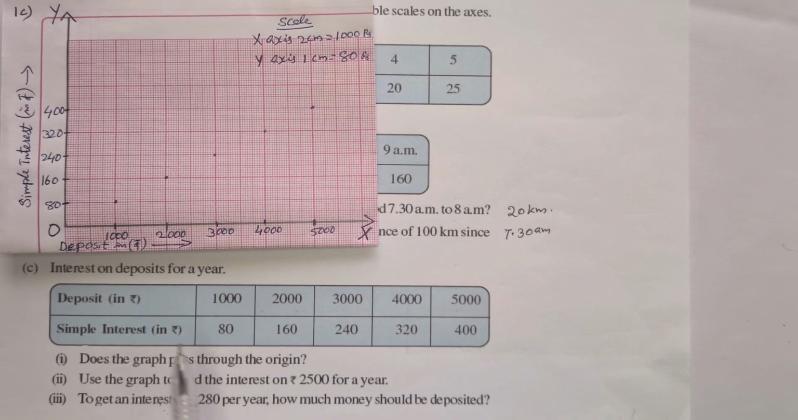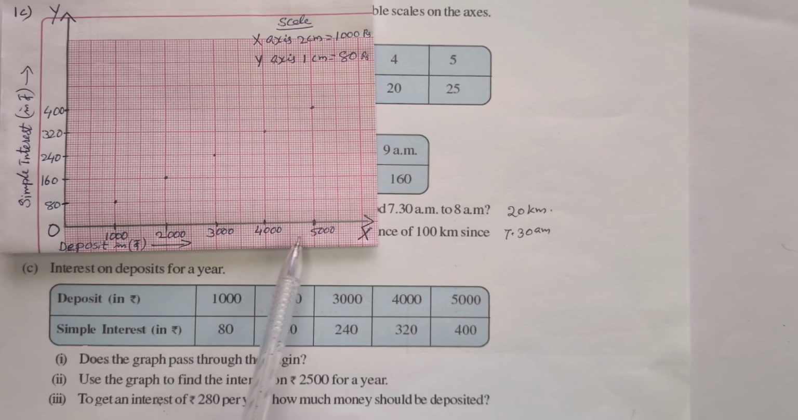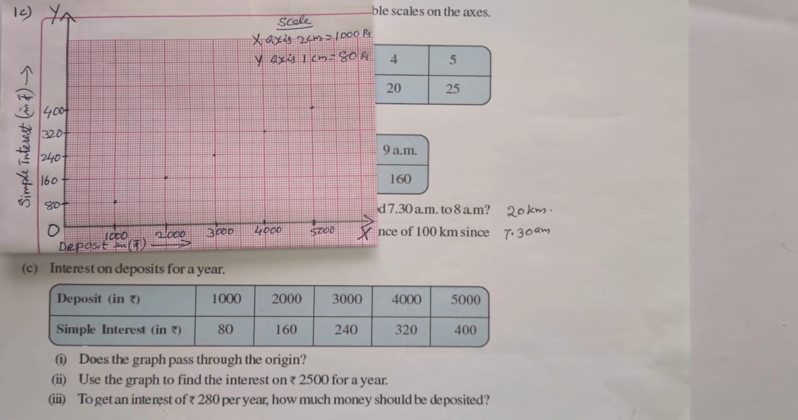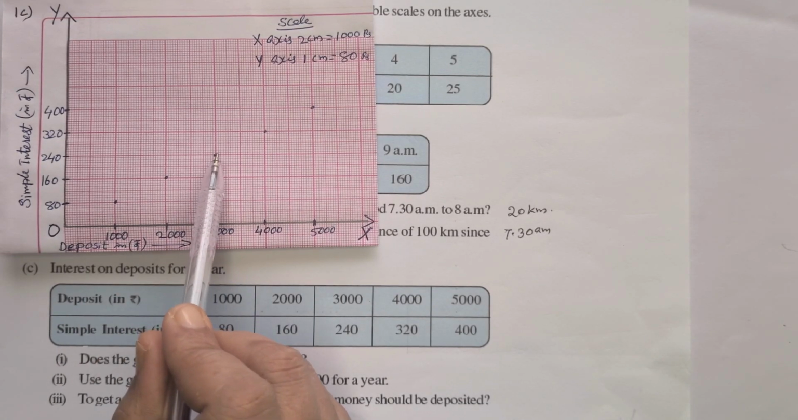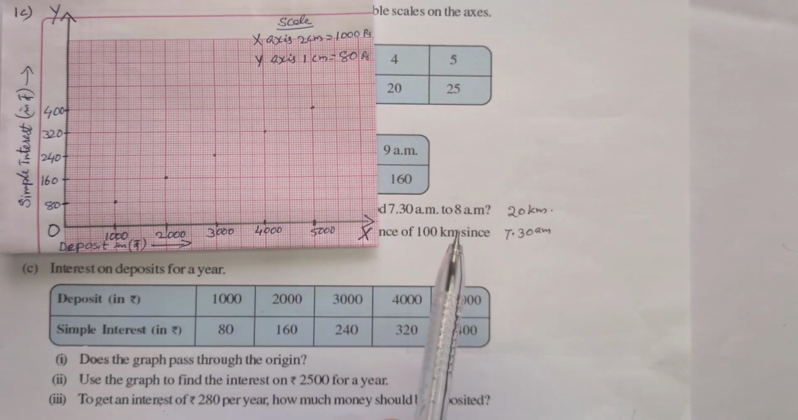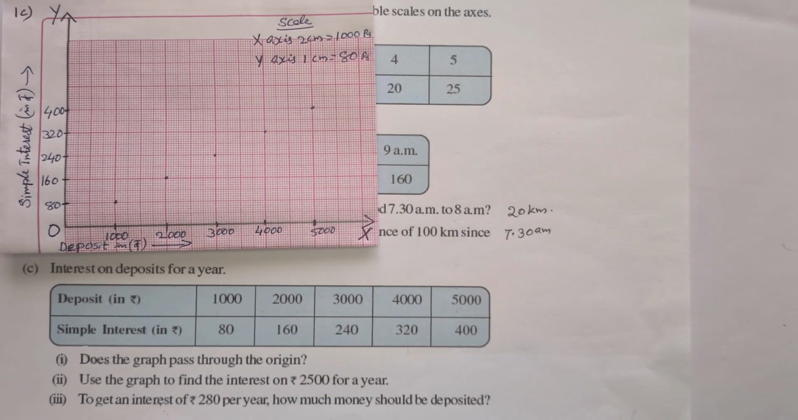Now C1, interest on deposit for a year. The deposit is given, so we can take it on the x-axis: 1000, 2000, 3000, etc., and interest on the y-axis. Here it is coming as multiples of 80: 80, 160, 240 up to 400. According to that we can mark the points (1000, 80), (2000, 160), (3000, 240), (4000, 320) and (5000, 400). We can join the points using the scale.